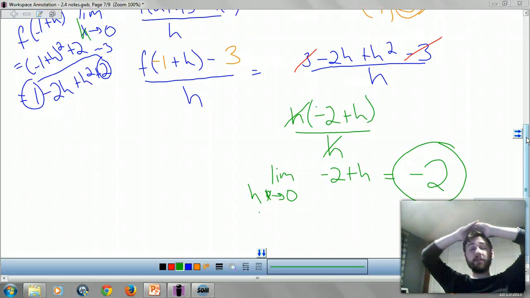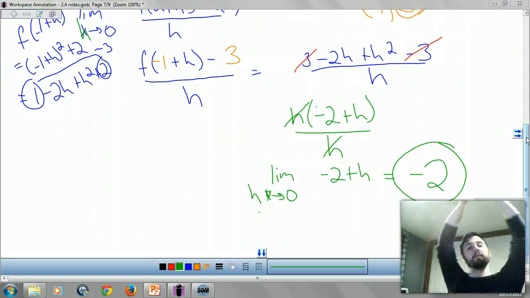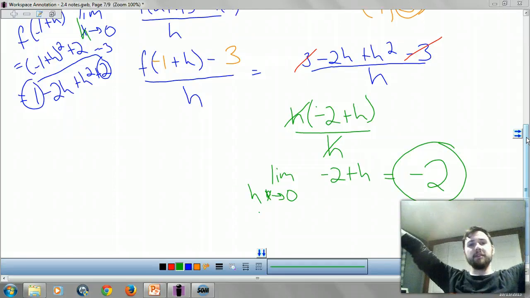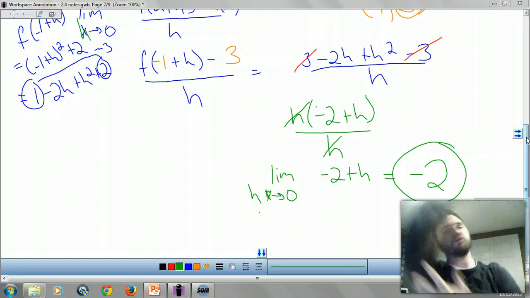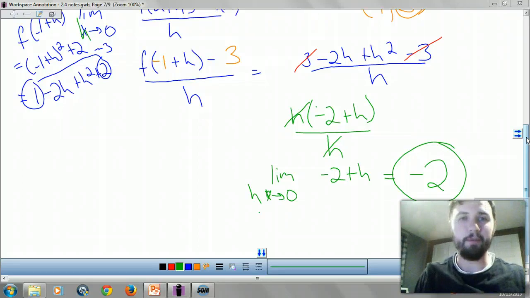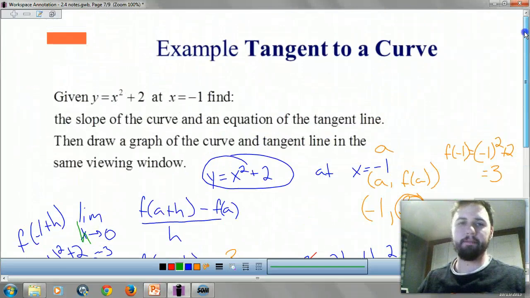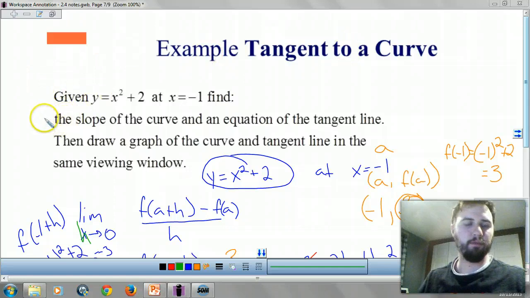That's your derivative, used in differential equations. You just did calculus. You did rocket science. Nice job. Alright, so we just did part A. We just found the slope of the curve.